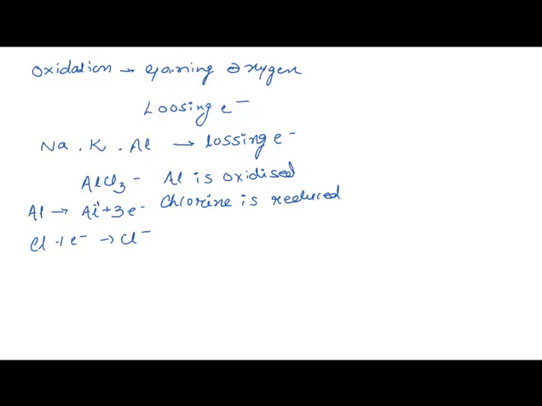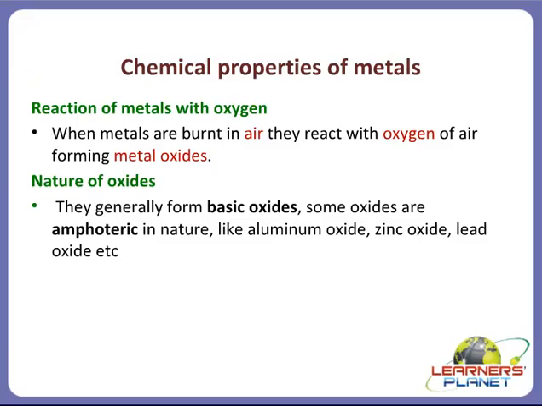Right? So, what type of agent is aluminium here? It is a reducing agent. That is, it is reducing others. Right? So, metals are what? Good reducing agents. Clear, children? So, as metals are losing electrons, they are very good reducing agents. Now, let's take up the next property.